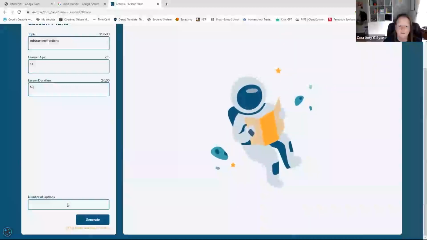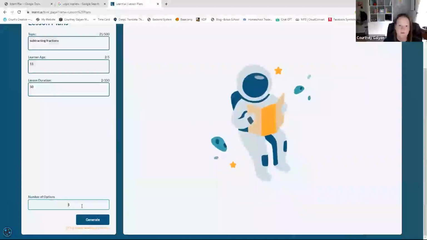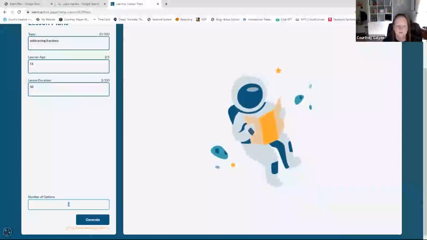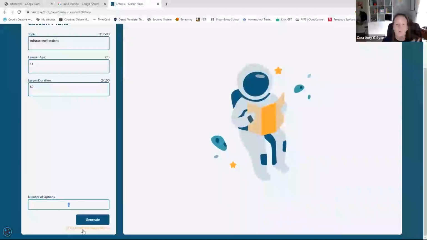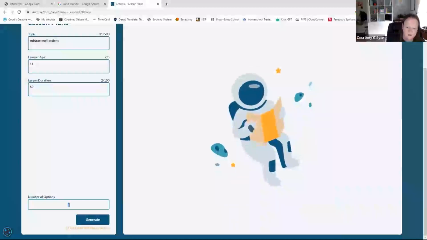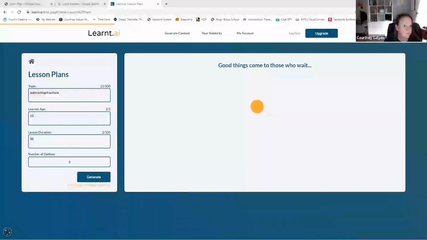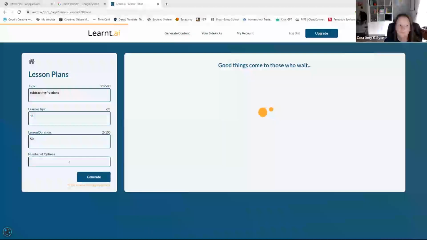So down here, it asks you the number of options. This is how many different lesson plans it's going to show you. Obviously, the fewer options you select, the more tokens it's going to charge you. But let's say we want to do 3 options and we're going to generate. As you see, it does take just a second here. Good things come to people who wait. So we're just going to take a second.